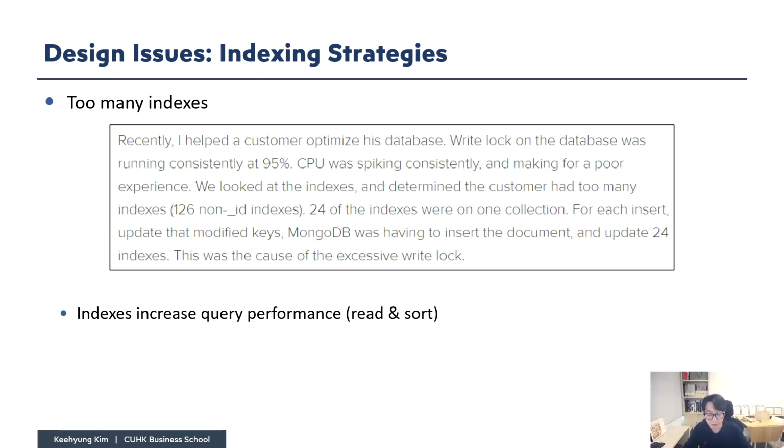So he was complaining about this, and this consultant went to him and tried to look at what's the problem. And basically he's saying this. Recently he helped the customer to optimize his database. He found that the write lock on the database was running consistently at 95%, and CPU was spiking constantly, making for a poor experience.